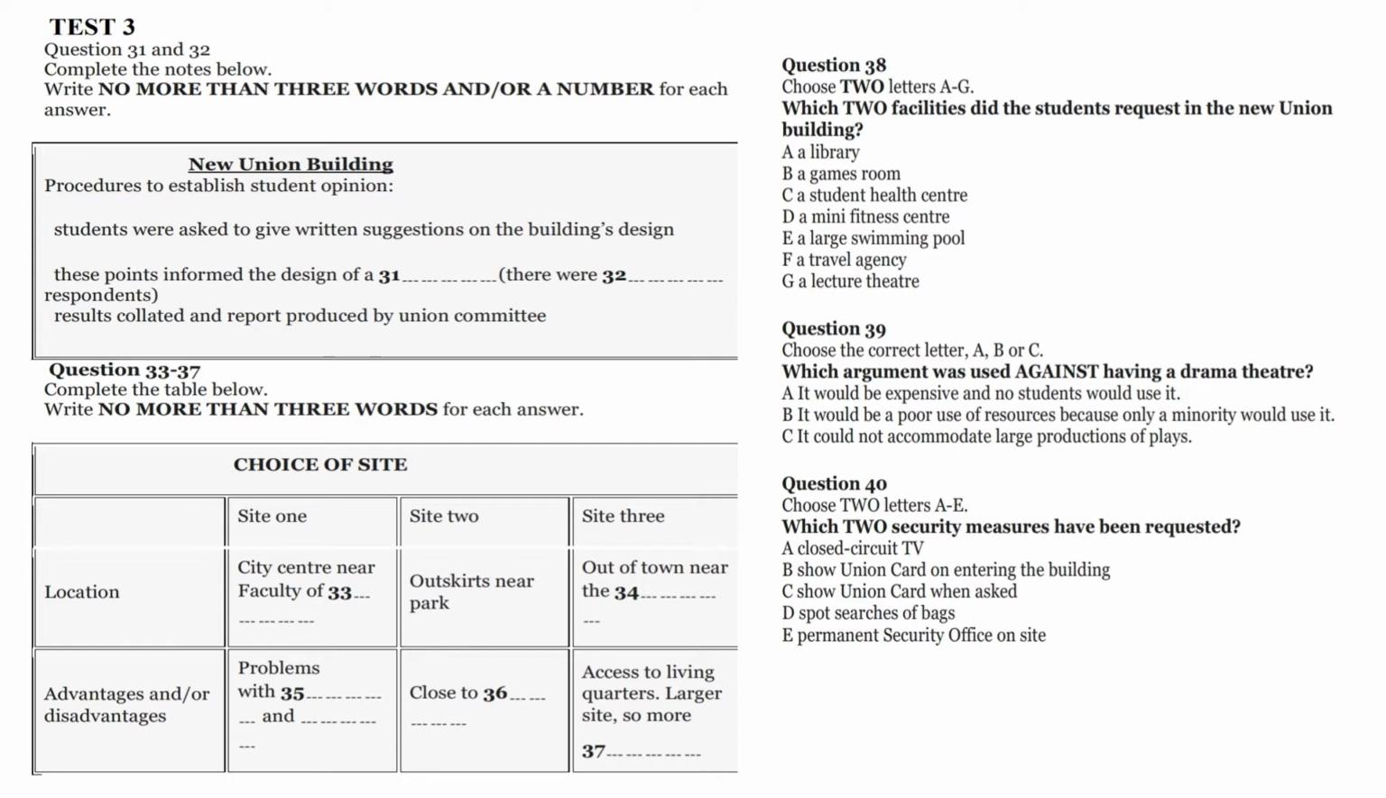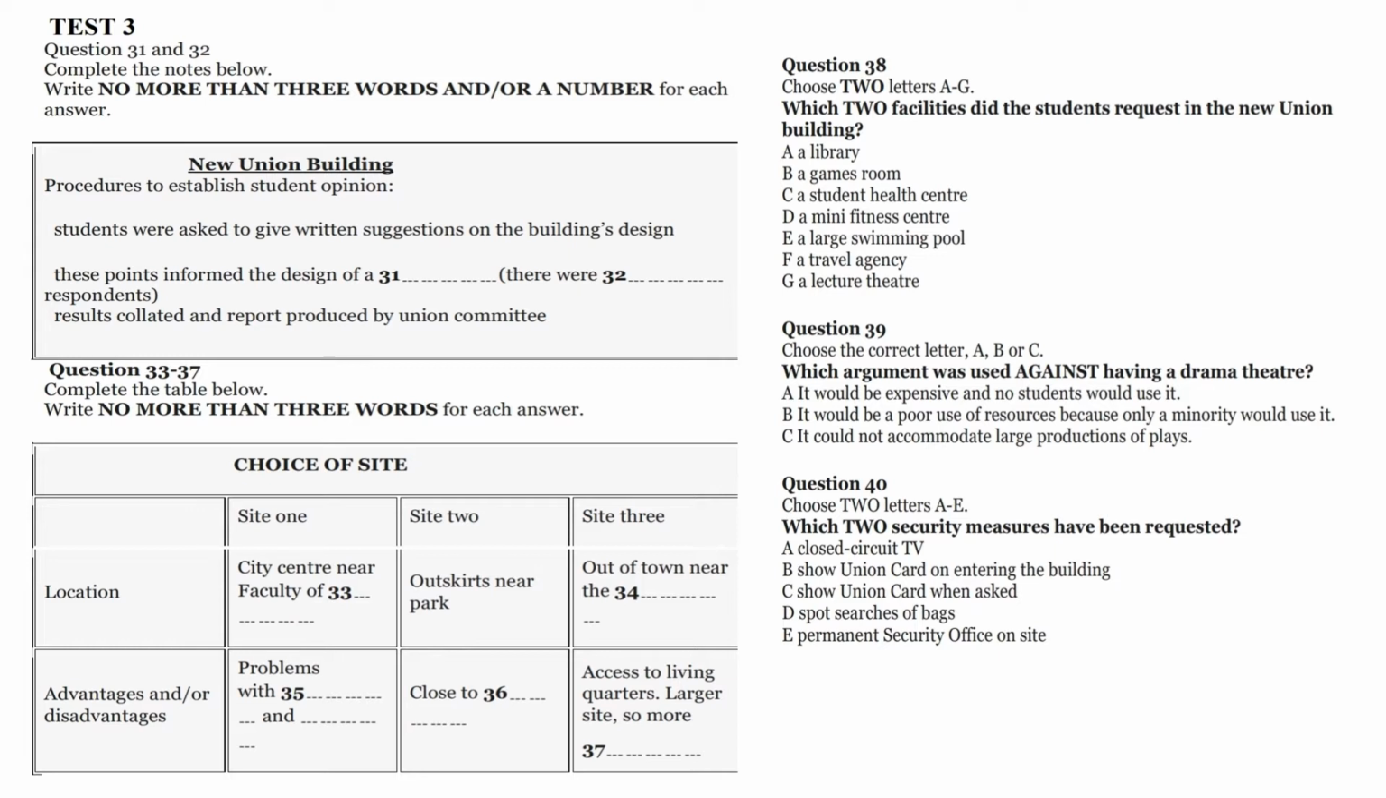So, in broad terms, the consensus was as follows. Firstly, regarding the crucial matter of the site, we presented the 3 options that you have proposed. 1, in the city center near the Faculty of Education. 2, on the outskirts of the city near the park. And 3, out of town near the halls of residence. We asked students to cite reasons for and against these sites, and there was remarkable agreement on all 3.